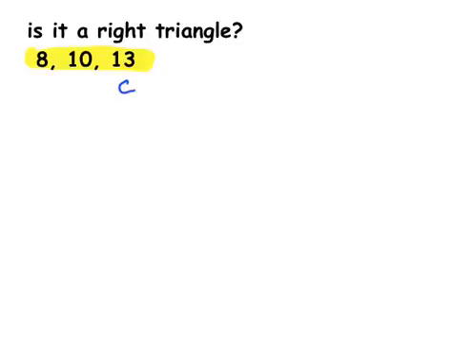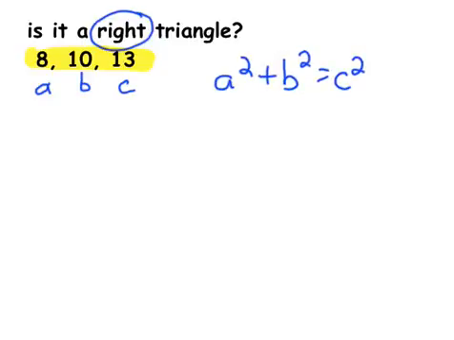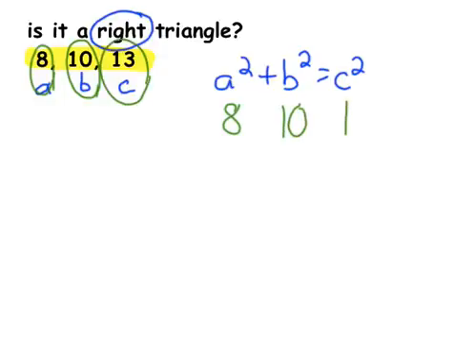I don't care which one of these numbers, 8 or 10, gets an A or a B, but give one to each variable. If I do that to start, then I know what my numbers are representing. So because of that word right, I'm going to write my Pythagorean theorem right here first. And I'm going to start putting my numbers in. So we said A is 8, B is 10, C is 13. I'm going to bring everything else down, all my squares, my plus, and my equal sign.